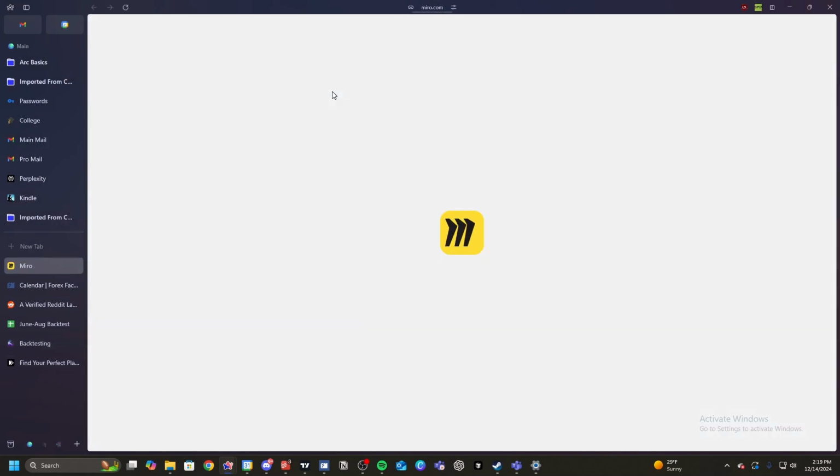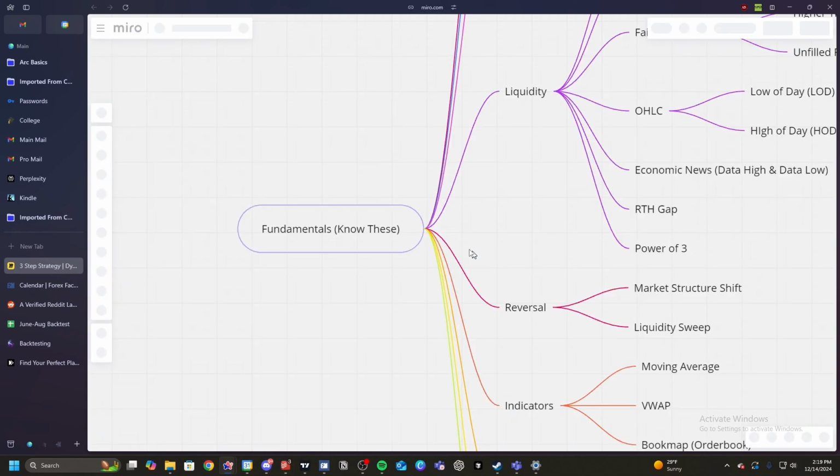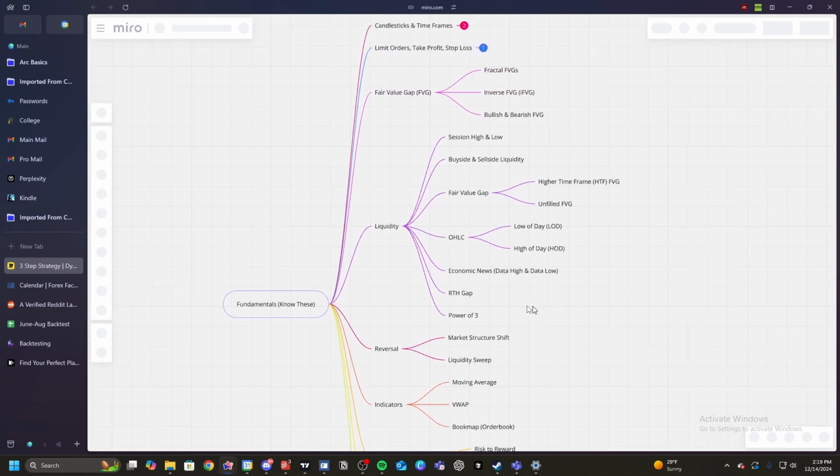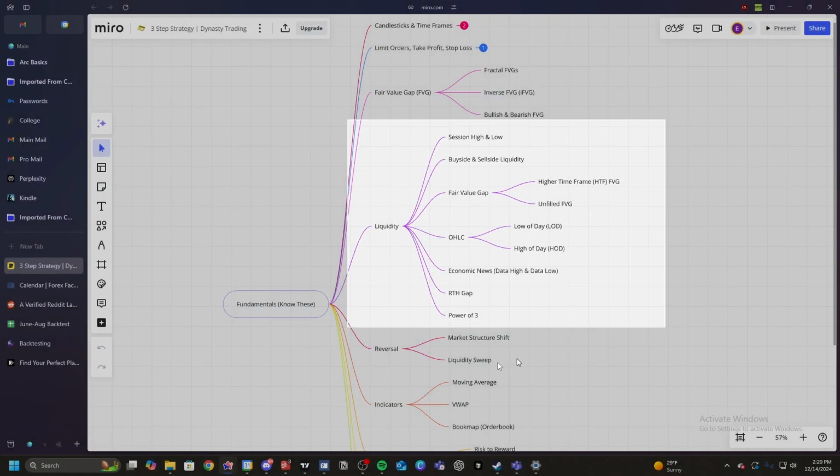This was a board I was working on. In terms of liquidity, these are all the things that you should keep in mind and where price can go. So I'll send a screenshot of this in the chat.